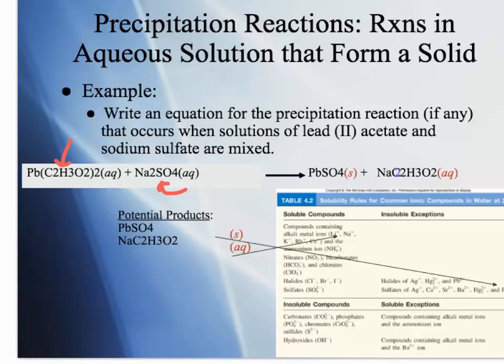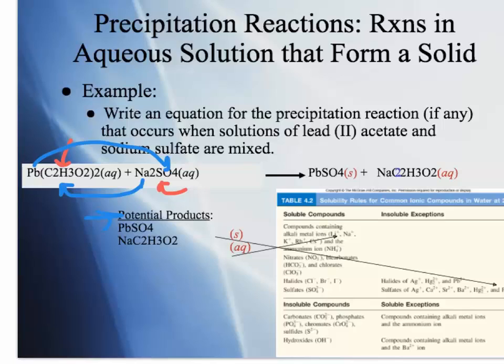Again, we realize we're starting with 2 compounds here, so it's going to be a double replacement kind of reaction where they switch partners. Lead is going to drop acetate and hook up with sulfate. Sodium is going to drop sulfate and hook up with acetate. So here are our potential products: lead sulfate and sodium acetate.